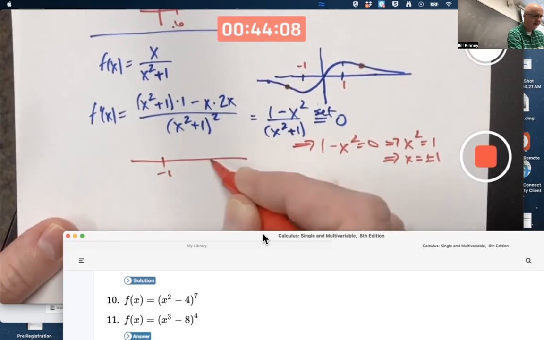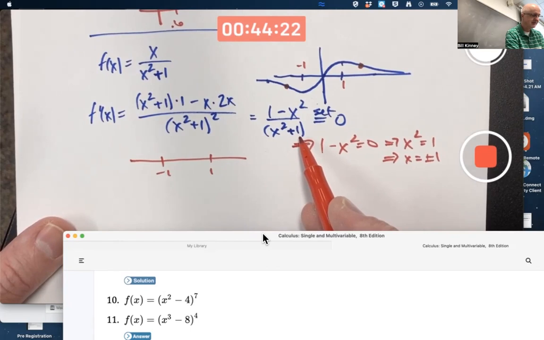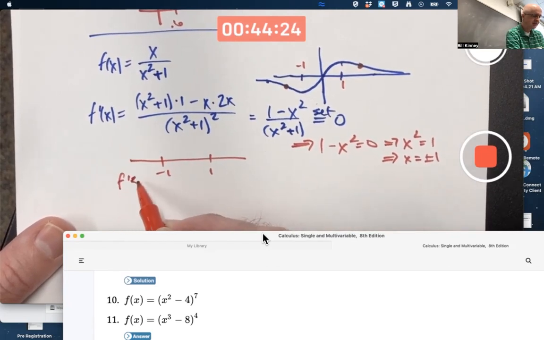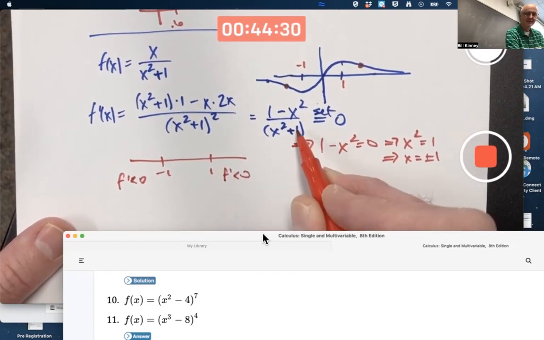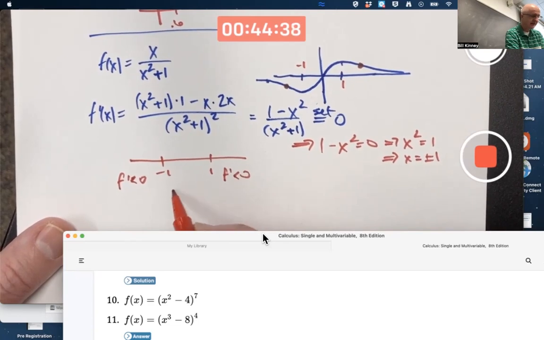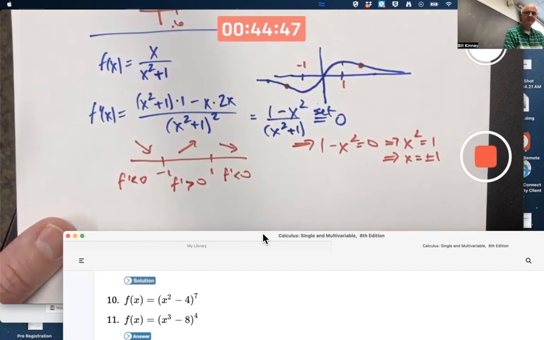at -1 and 1. If you plug in a number less than -1, like -2, -2 squared is +4. 1 minus 4 is -3. Divided by a positive number, f prime is negative over here. It's also negative if you plugged in +2, because the derivative is an even function. The original function's odd, the derivative's even. Plug in a number between -1 and 1, like 0, into this, and you'll get a positive number. f is decreasing, then increasing, then decreasing again.